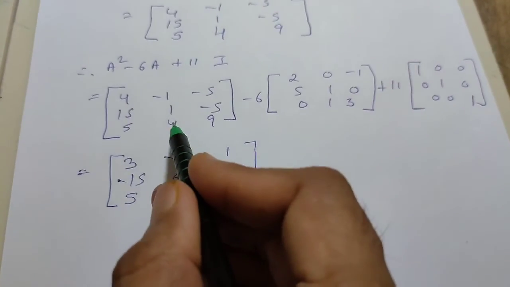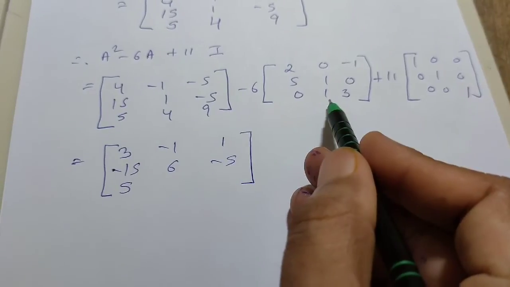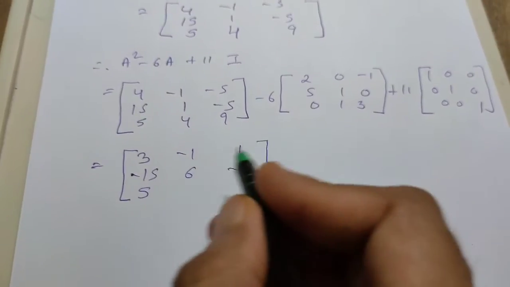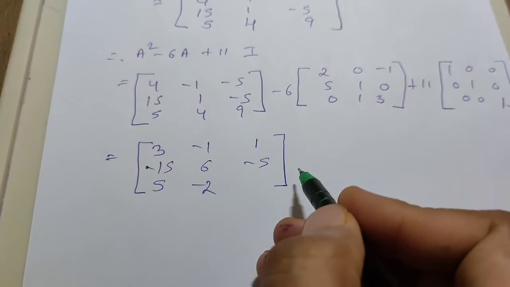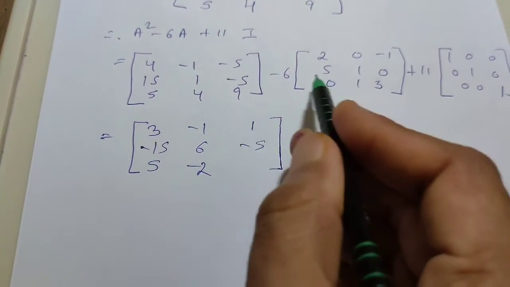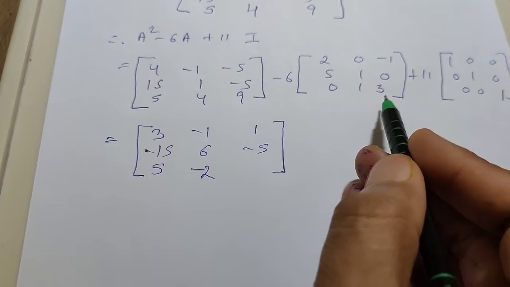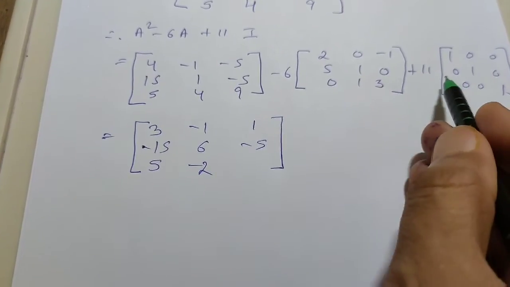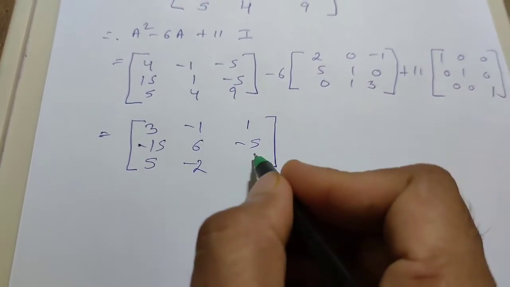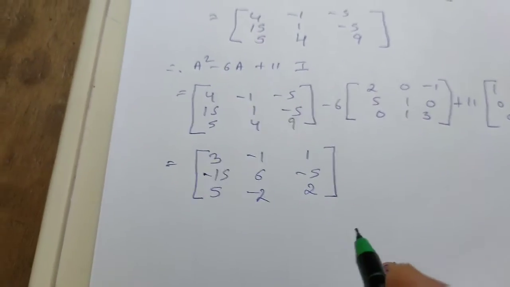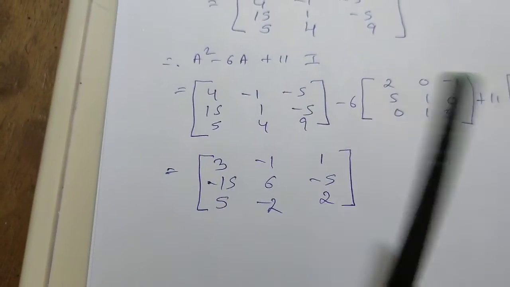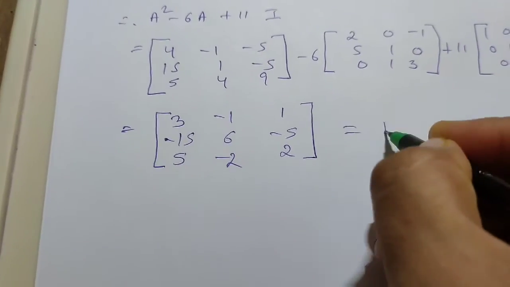Now for the second entry, 4 minus 6 into 1, that is minus 6, and this is 0. So 4 minus 6 is minus 2. And for the third entry of R3, 9 minus 6 into 3, that is minus 18, and plus 11 into 1, 11. So 11 plus 9 is 20, and 20 minus 18 is 2. So this is our value of A square minus 6A plus 11I. Let this be equal to, say, the matrix B.